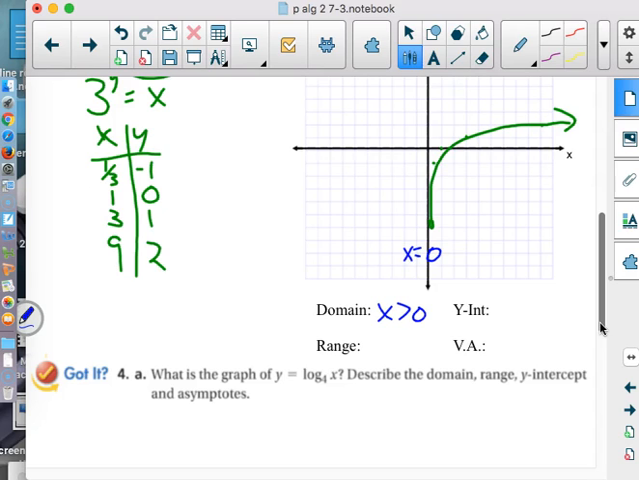Y-intercept. Well, if the y-axis is our asymptote, can there be a y-intercept? No. Okay. Range? Well, we were picking the y's, and we could put whatever y's we wanted into this thing. So the range now is all reals. It used to be the domain was all reals when we were working with our powers, with our exponents. And now we get a vertical asymptote. And again, if there's no h or k shift, that's going to be x equals 0, the y-axis.